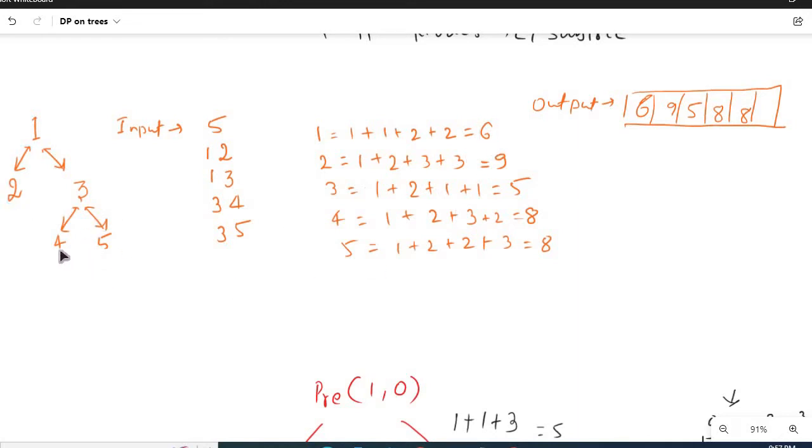Similarly, for the distance from 4 to the rest of the nodes, it would be 8. You can count it: 4 to 3 is 1, 4 to 5 is 2, 4 to 1 is 2, and 4 to 2 is 3. So finally the output that we require is 6 9 5 8 8. That is, the sum of all the distances from node 1 is 6, the sum of all the distances from node 2 is 9, and so on.